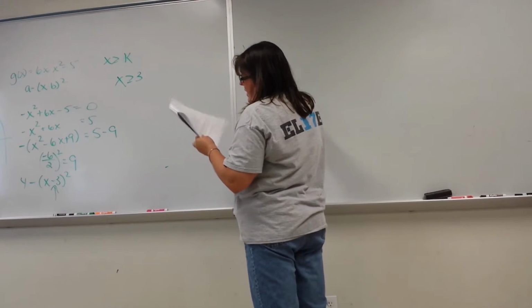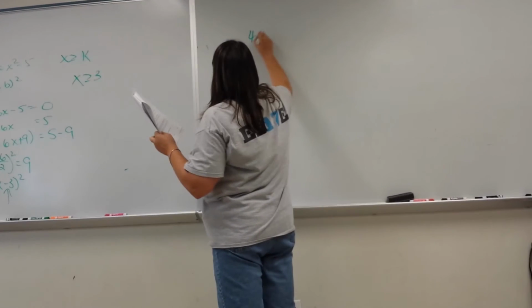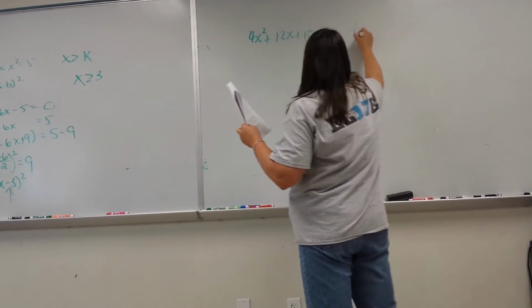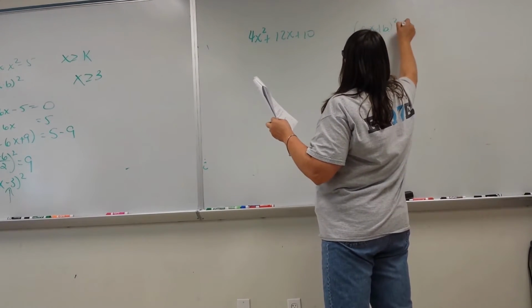So it says, part I says, express 4x squared plus 12x plus 10 in the form of (ax plus b) squared plus c.